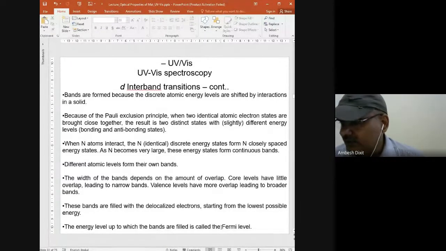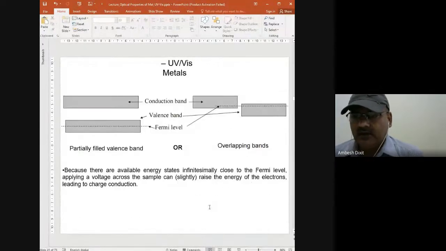The word Fermi level is not applicable in case of insulators and semiconductors. We use it as a misnomer. For our convenience, a more appropriate word is chemical potential. Now, whatever I said to you is here graphically represented.